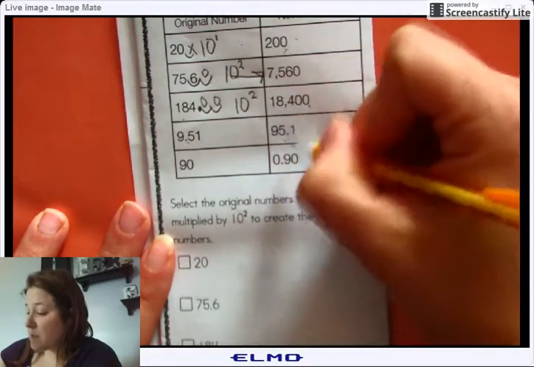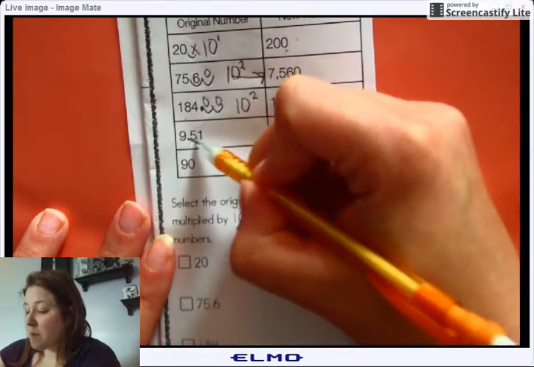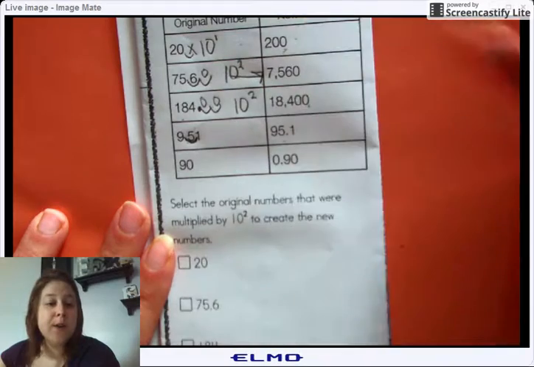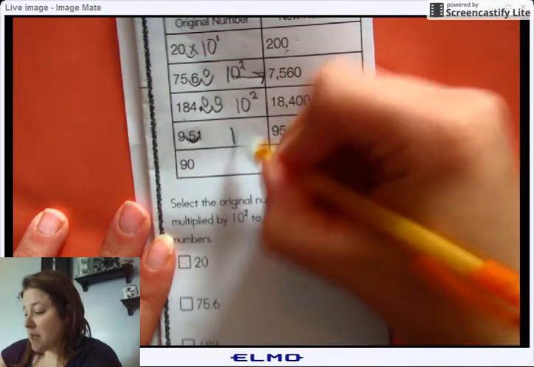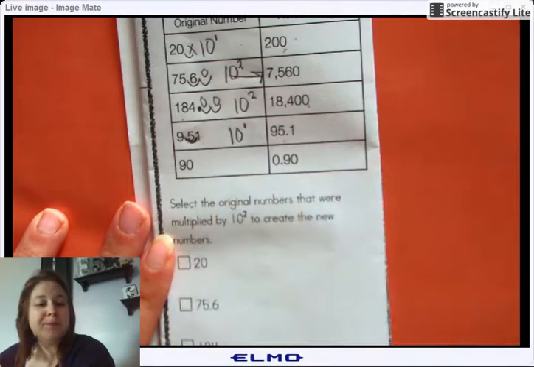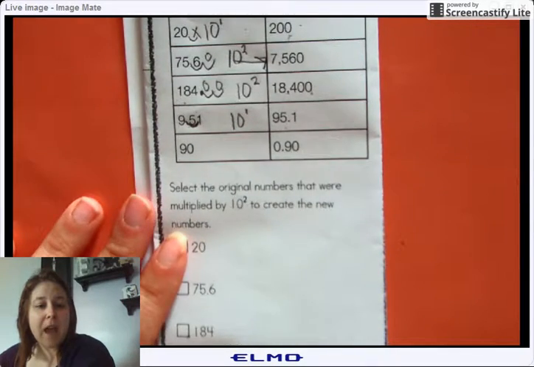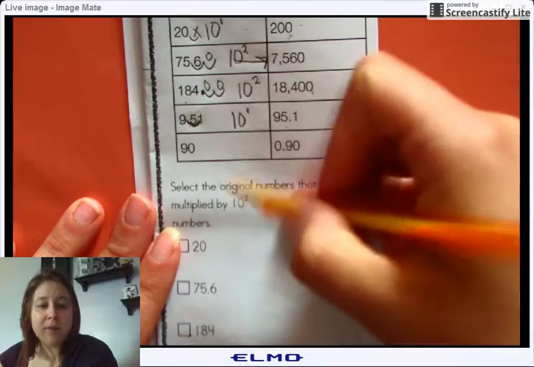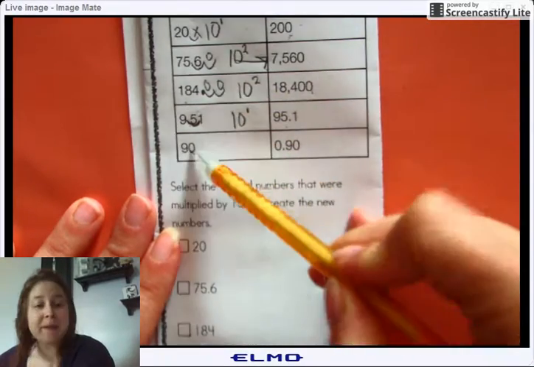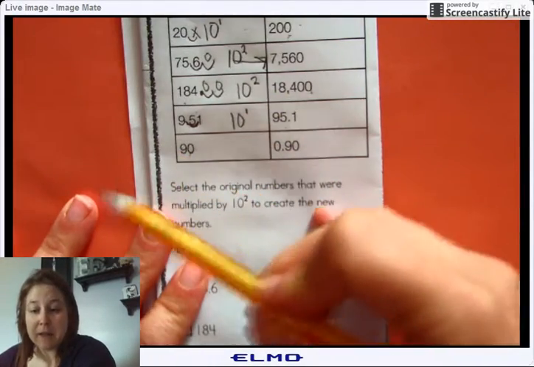I'm going from 9.5 to 95.1. So my decimal has got to be after the 5. So I'm only moving it 1 spot. So that's 10 to the 1st power. And I am going from 90 to 0.90. So I'm actually making it smaller. So it means I need to divide.